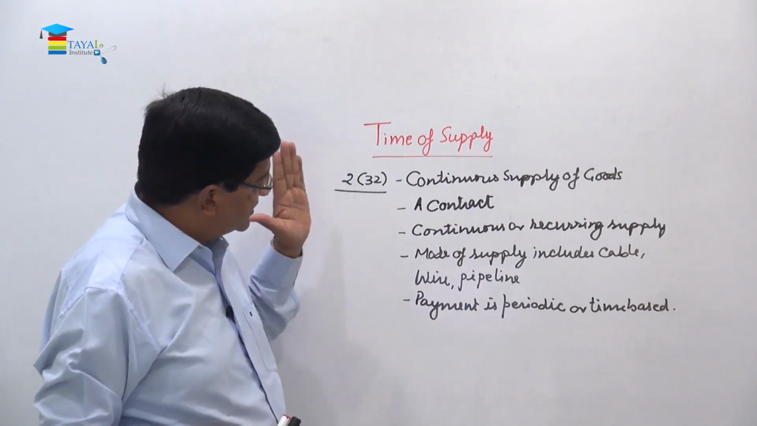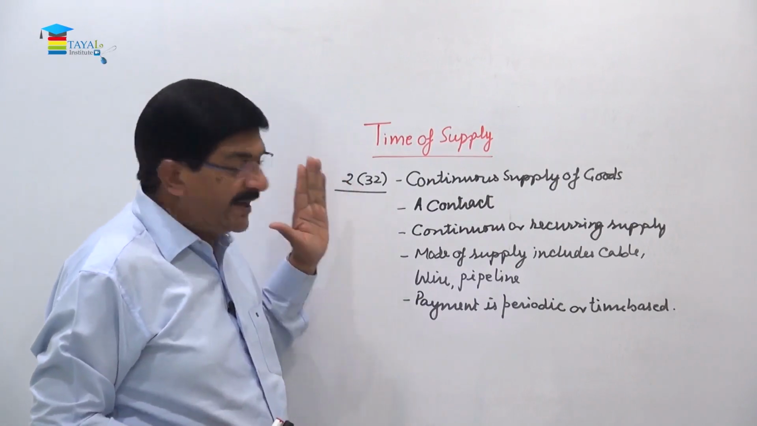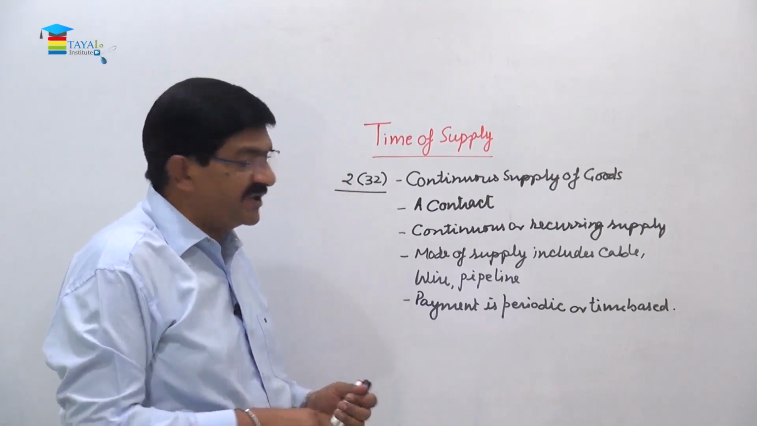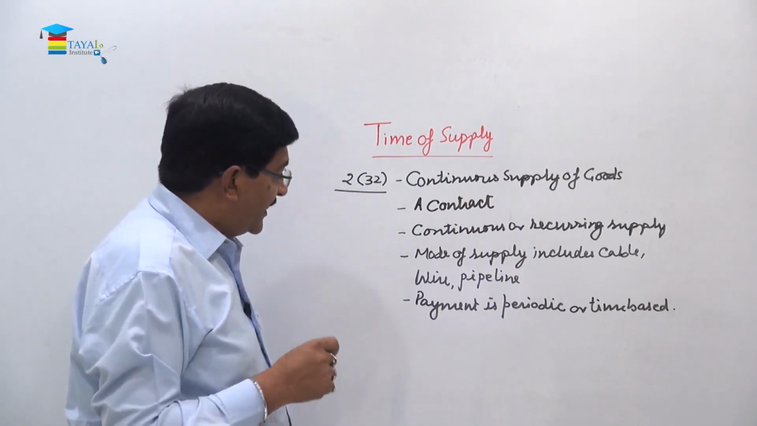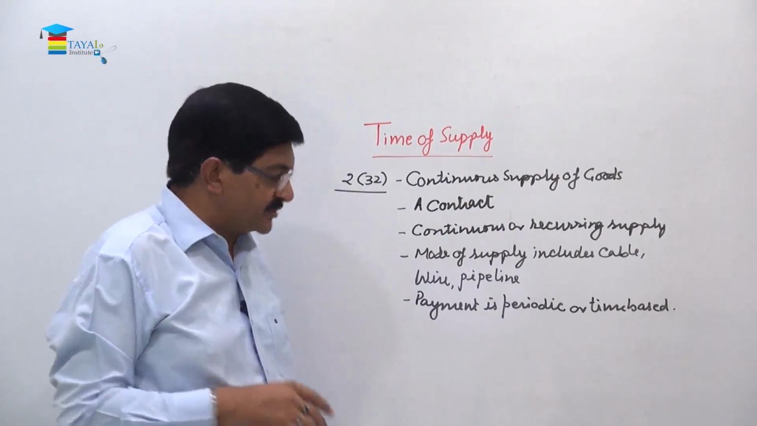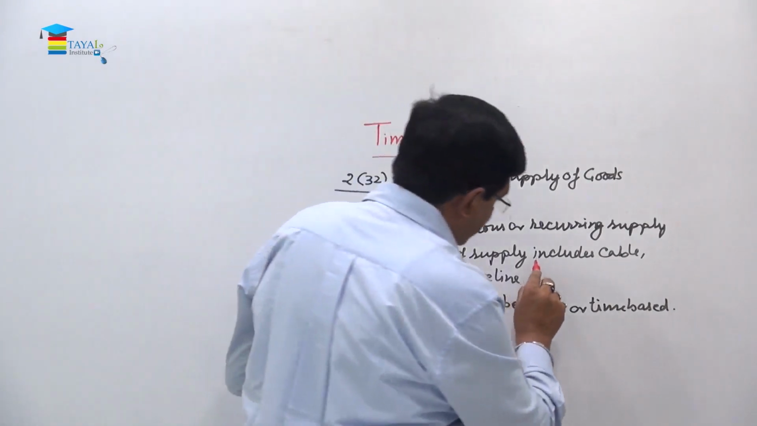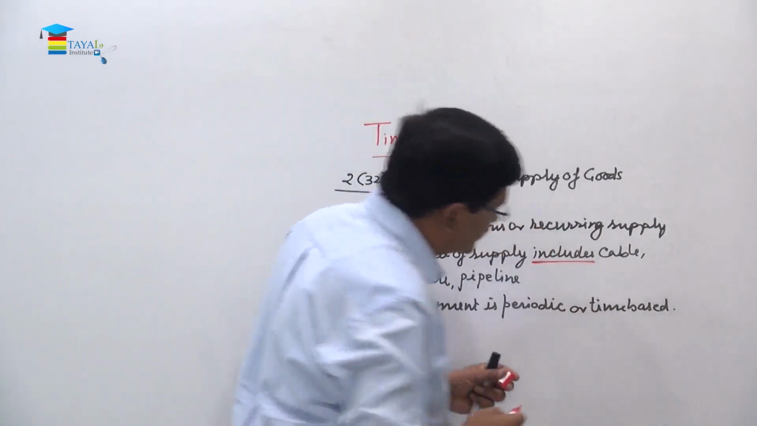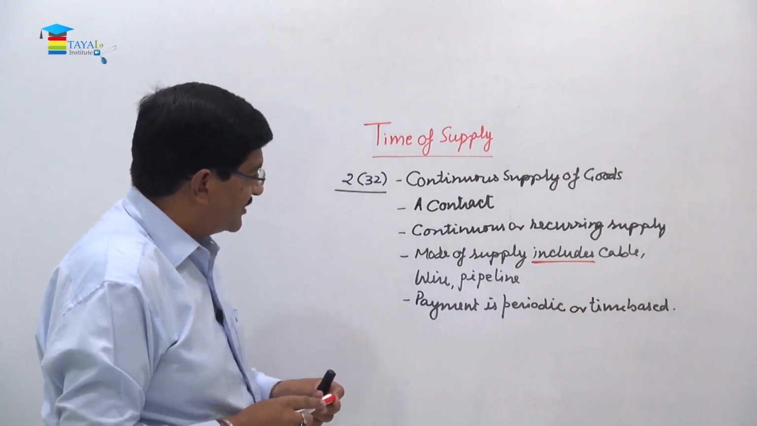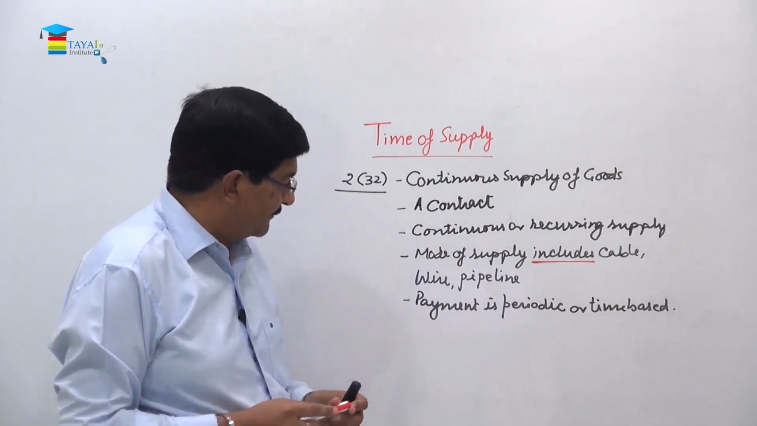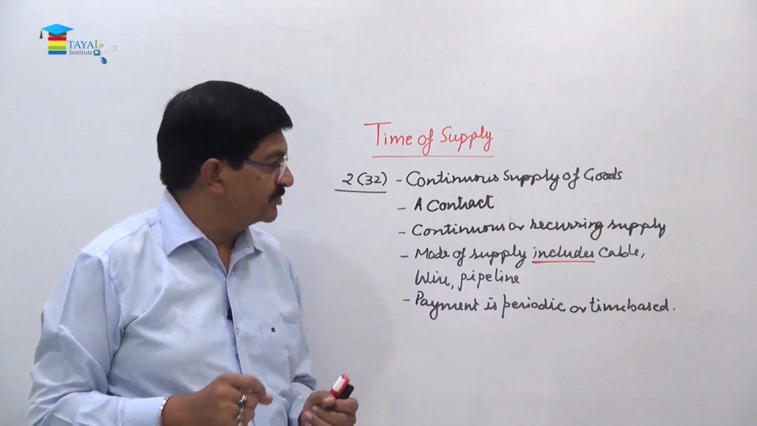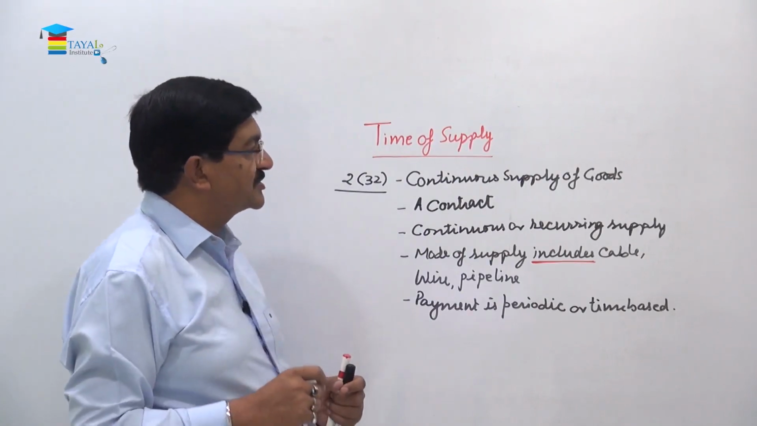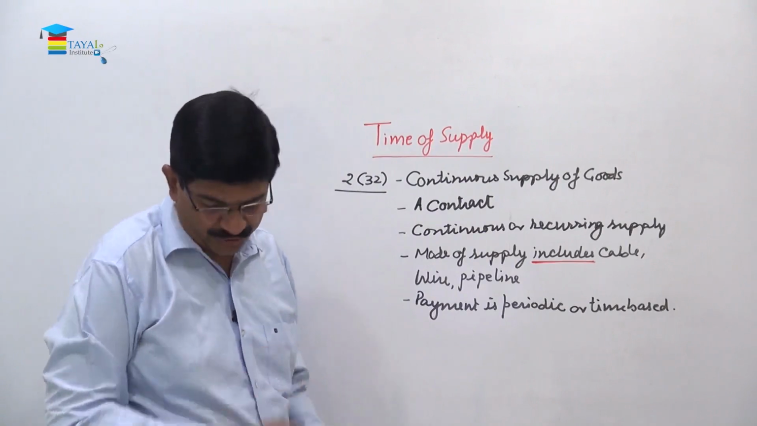So this says it is a single contract, and in that contract itself there is a supply of goods either continuous or recurring, and the mode of supply includes, it doesn't say mode of supply means, so this says mode of supply includes supply through wire, supply through cable, supply through pipeline, and the payment is periodic or it is time based. So this is referred to as continuous supply of goods, right?